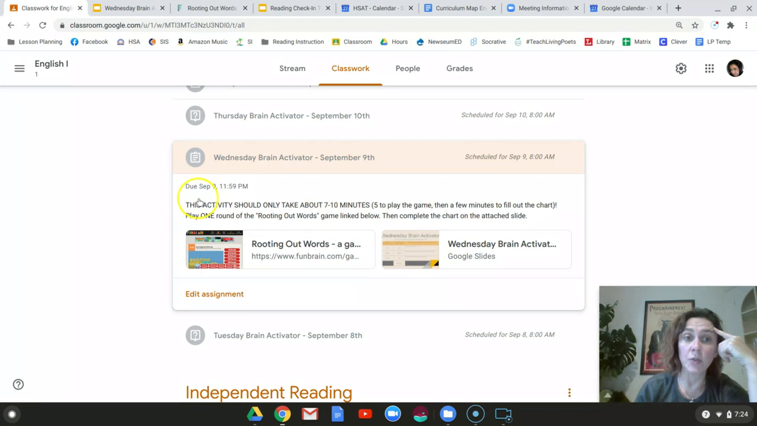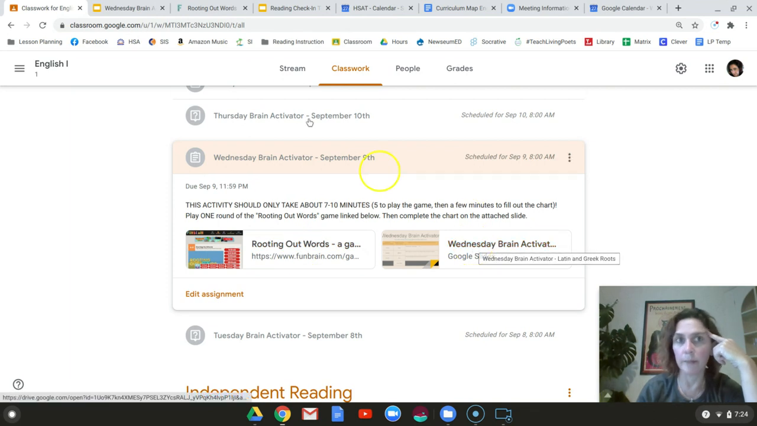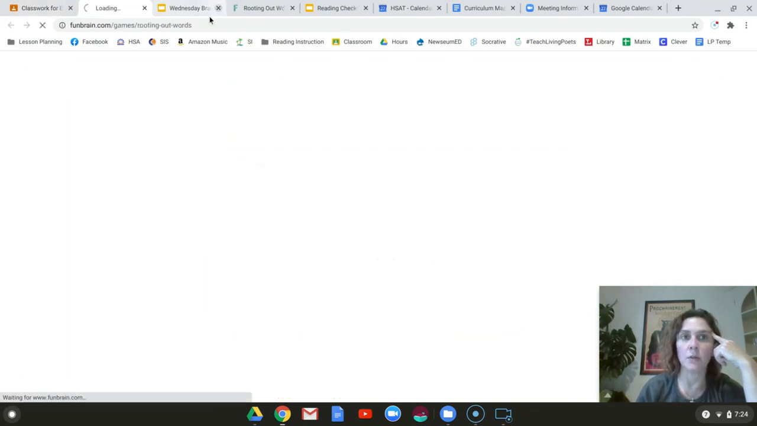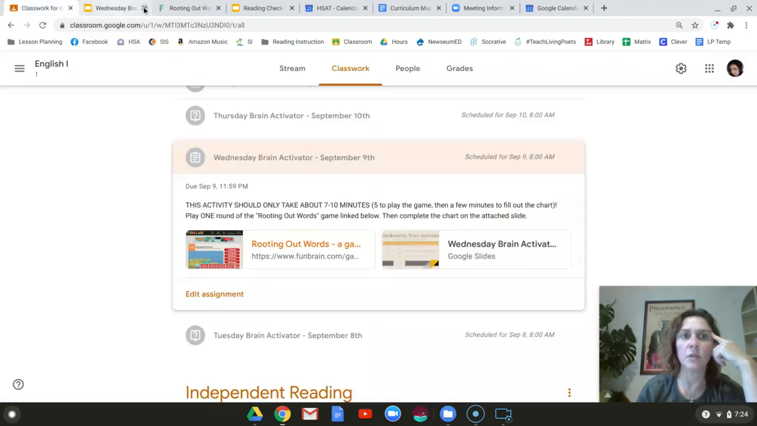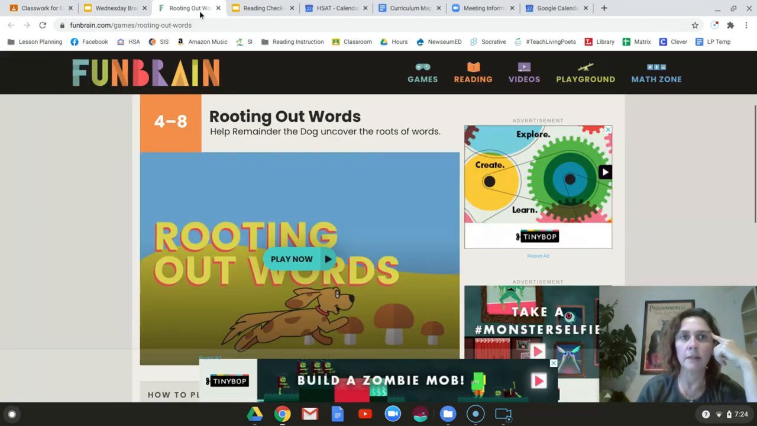So, what you're going to do, it says this activity should only take about 7 to 10 minutes, 5 minutes to play the game, then a few minutes to fill out the chart. Play one round of the Rooting Out Words game linked here, and then complete the chart attached on the slide. When you click here on the Rooting Out Words game, it was taking too long to load a minute ago, so I preloaded it, okay?